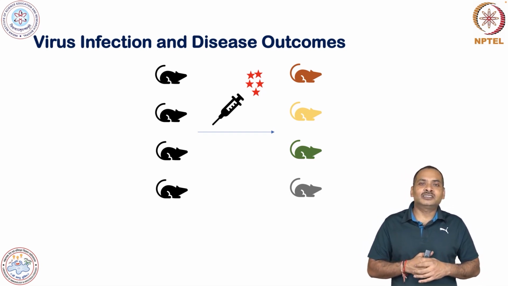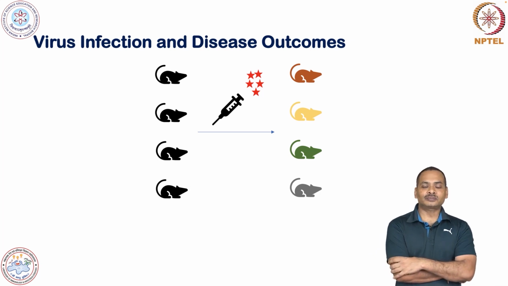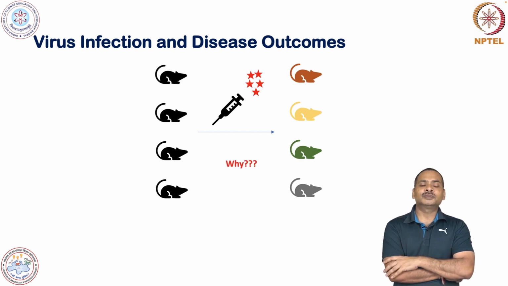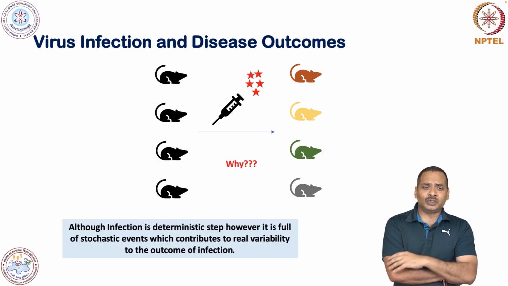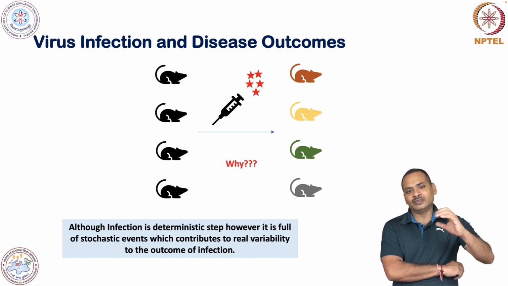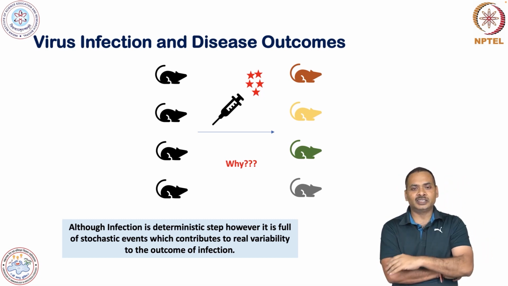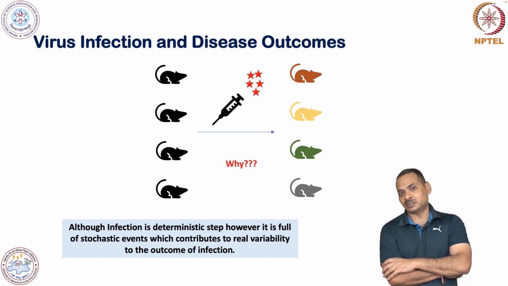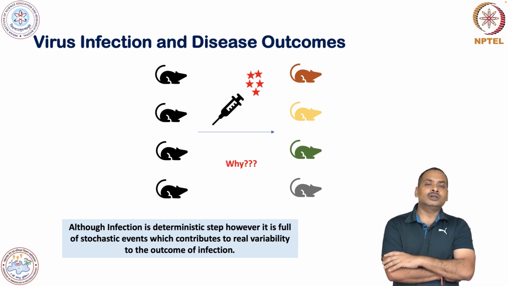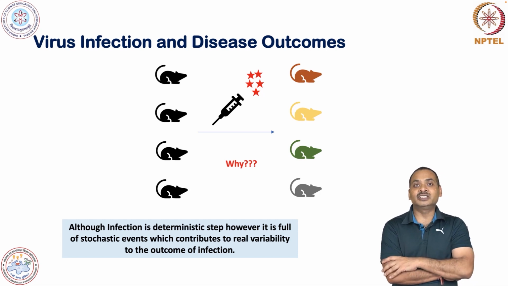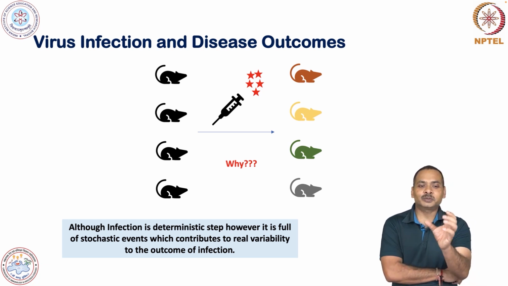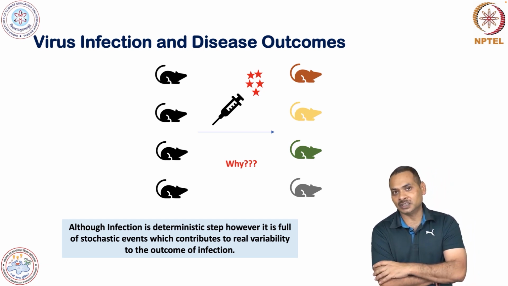That is very interesting to understand. I will explain you. This is happening because of the infection process. Although we have controlled everything, age, sex, everything is the same, the virus is the same. Although infection is a deterministic step, it is full of stochastic events, which contribute to the real variability in the outcome of infection. Let me explain what this stochastic event is.